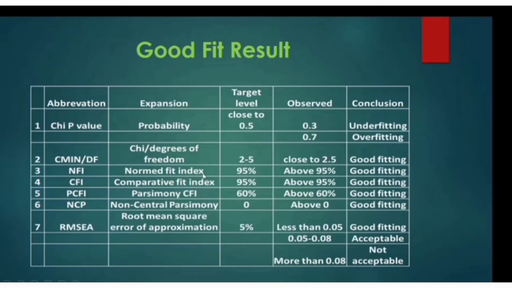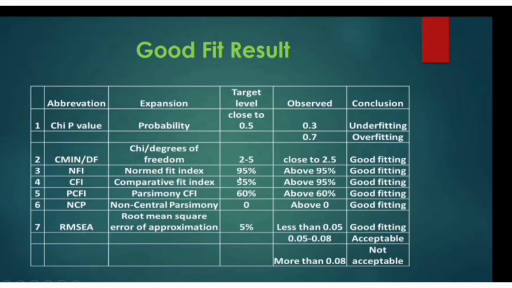NFI, that's the normed fit index, 95% and above is a good fit. When we have less than 90%, it's not acceptable. We can still consider taking 90, but less than 90% is not a good fit. For a perfect fit, 95% and close to 1 is a perfect fit. Same goes for CFI and also GFI, that's the goodness of fit index. For the PCFI, above 60% is a perfect fit for the model.